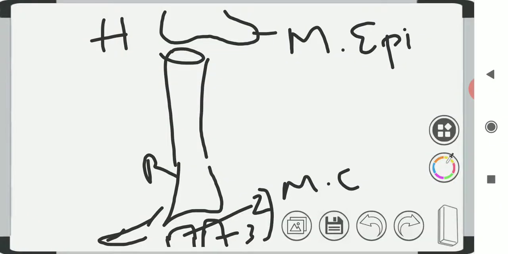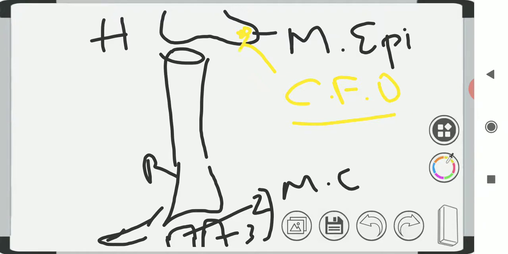The flexor carpi radialis takes origin from the anterior surface of the medial epicondyle. It is called the common flexor origin because the same is the origin for pronator teres, palmaris longus, flexor digitorum superficialis, and flexor carpi ulnaris. Therefore, it's called the common flexor origin. So, flexor carpi radialis takes origin from the common flexor origin.